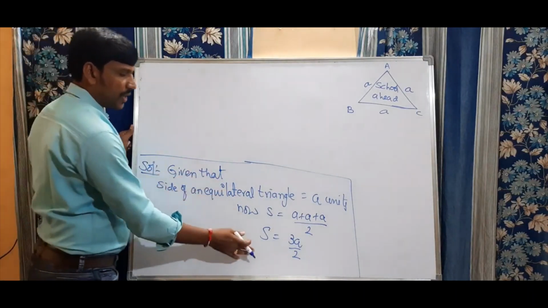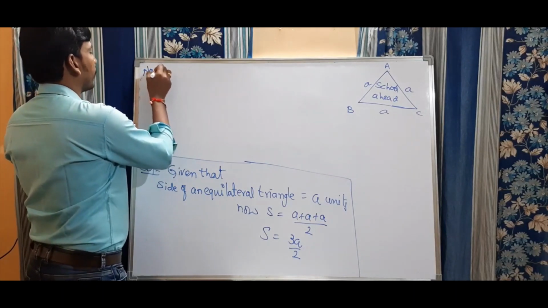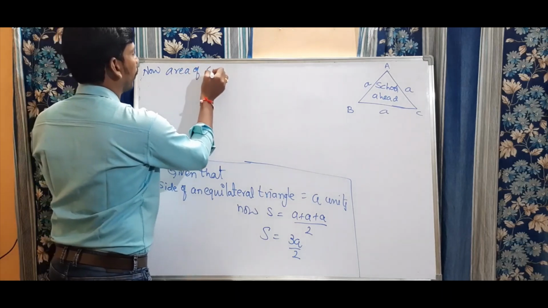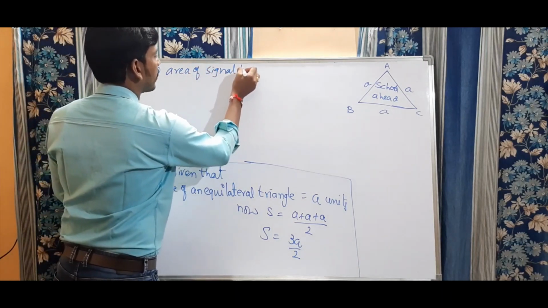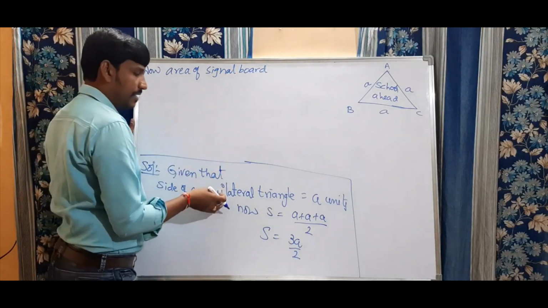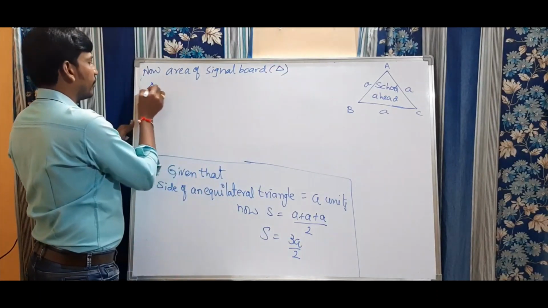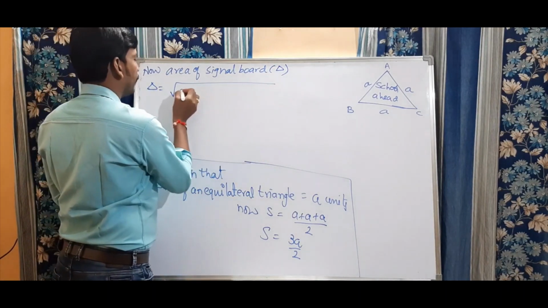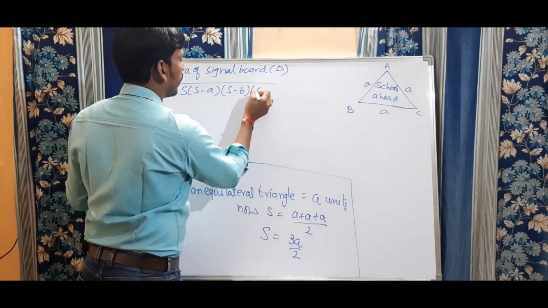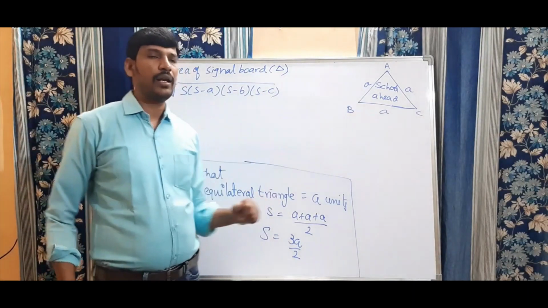Now see this, we got the S value. They have given the sides. Now the area of the triangle, or the area of the signal board, both are the same. I wrote here equivalent triangle. Don't be confused, the equivalent triangle is nothing but the signal board only, which is equal to delta. So delta is equal to, what is the formula here? Root of s into s minus a into s minus b into s minus c. Here A, B, C are equal because it is an equilateral triangle.